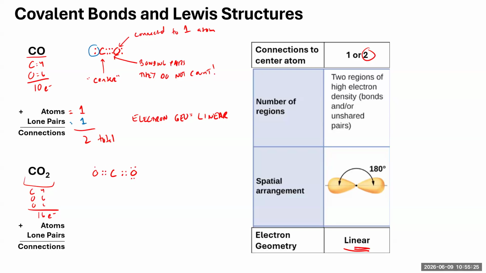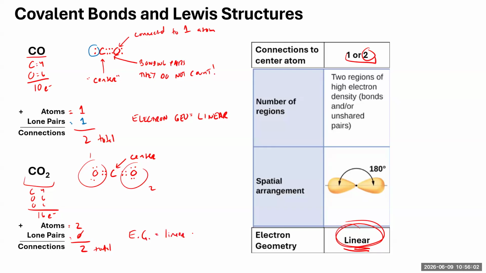It'll look like this. So now we know exactly what the center atom is. So how many atoms is carbon connected to? Well, 1 and 2. Carbon itself has no lone pairs, so the total connections is going to be 2. Since it's 2 connections, it's going to be linear. Electron geometry is linear.